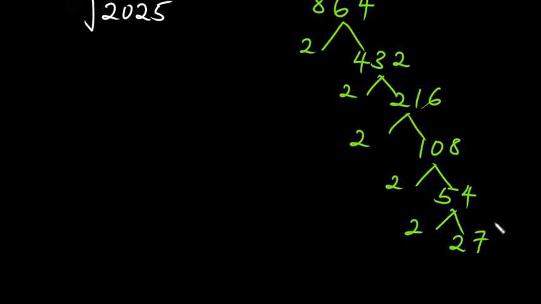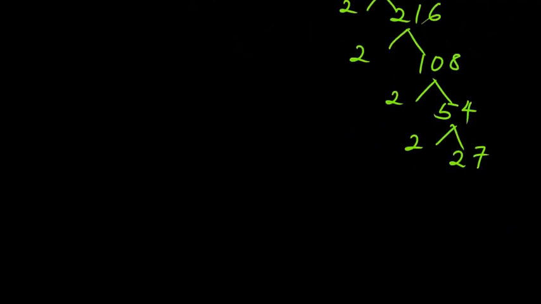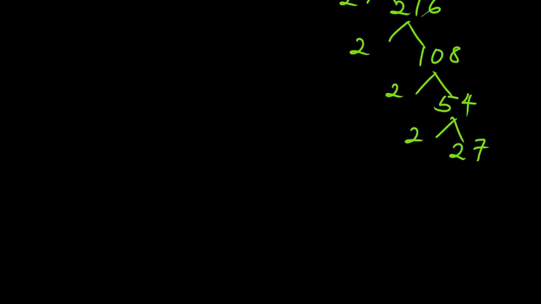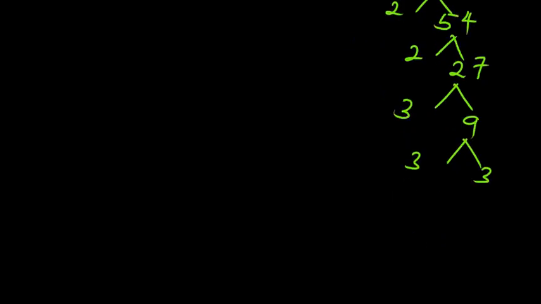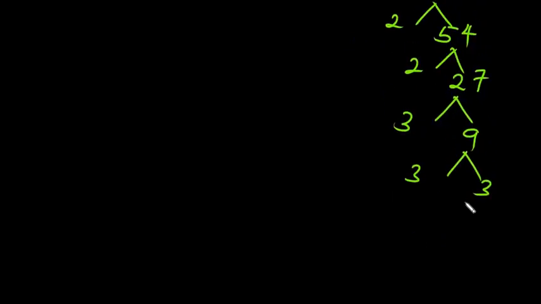Now, I think we cannot further divide by 2 because 27 is not completely divisible by 2. So we can move on to the next prime number, which is 3. Okay, so let's divide by 3. By 3 it's 9. By 3 it's 3. And then 3 by 3 it's 1.